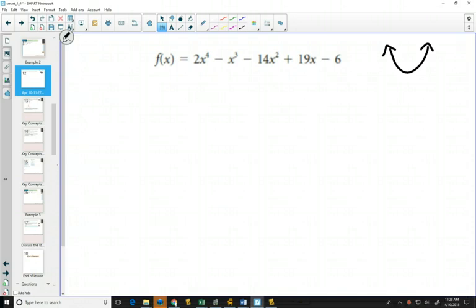If I want to find between x-intercepts and y-intercepts, the y-intercept is going to be the easier one to figure out because you plug in 0 for x. Can you see that if you plug in 0 for x, you'll get minus 6 for your y-intercept. For your x-intercepts, you want to plug in 0 for y, and we're going to need to factor.